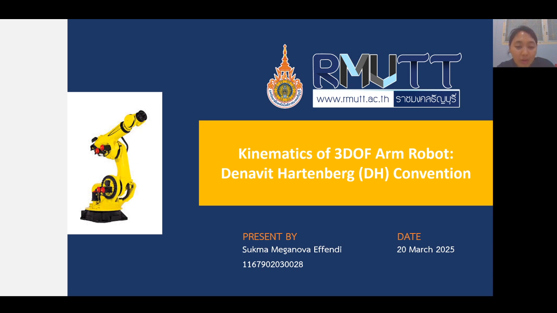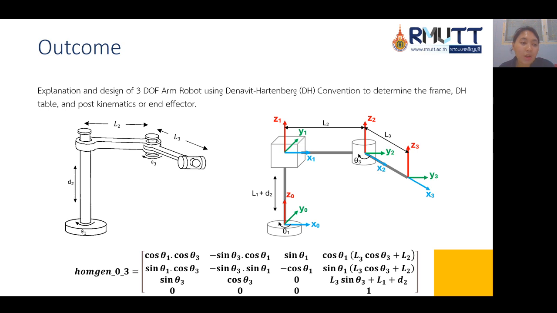I want to present my homework about kinematics of a 3DOF arm robot using the Denavit-Hartenberg DH convention. The outcome of this homework is an explanation and design of a 3DOF arm robot using the Denavit-Hartenberg or DH convention to determine the frame, DH parameter table, and pose kinematics of the end effector.